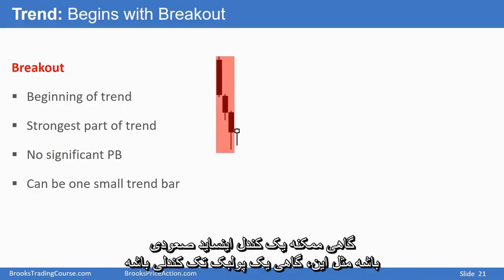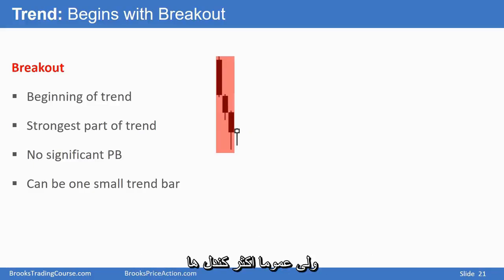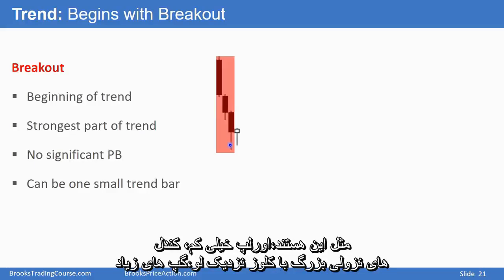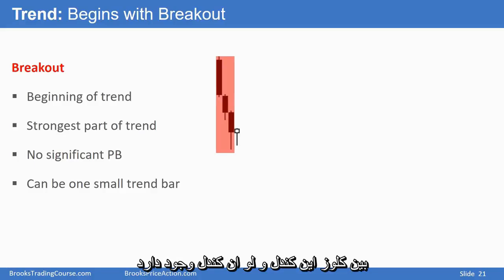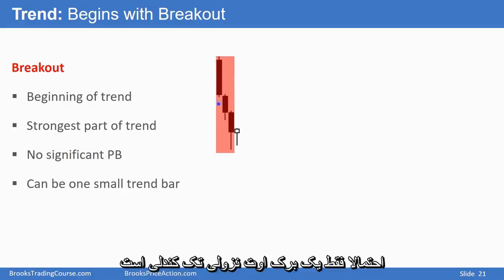Sometimes there might be a bull inside bar like this. Sometimes there may be a 1 bar pullback. But in general, most of the bars are like this. Very little overlap. Big bear bars closing near their lows. Lots of gaps. Close of this bar, low of that bar. And on a higher time frame chart, it's probably simply a single bear breakout bar.